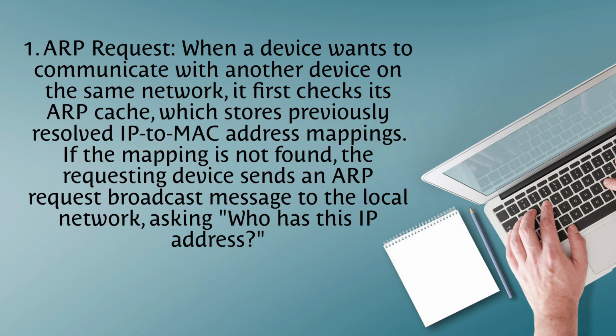1. ARP request. When a device wants to communicate with another device on the same network, it first checks its ARP cache, which stores previously resolved IP to MAC address mappings. If the mapping is not found, the requesting device sends an ARP request broadcast message to the local network, asking, "Who has this IP address?"